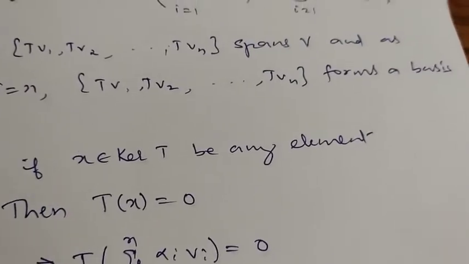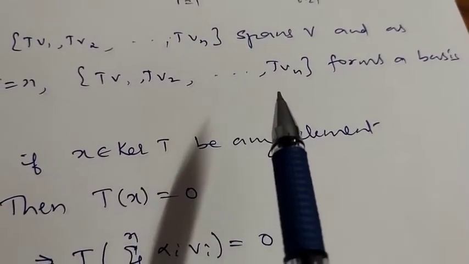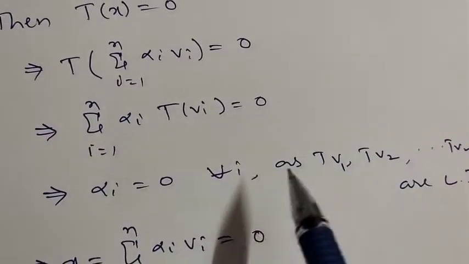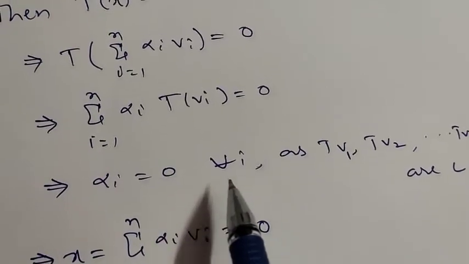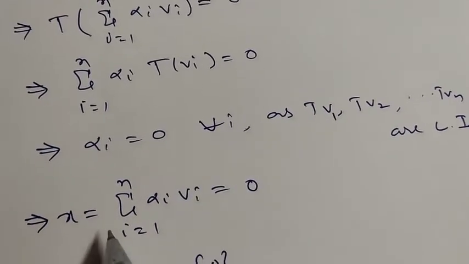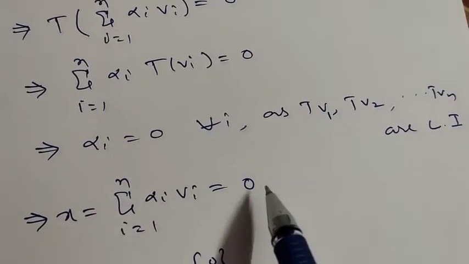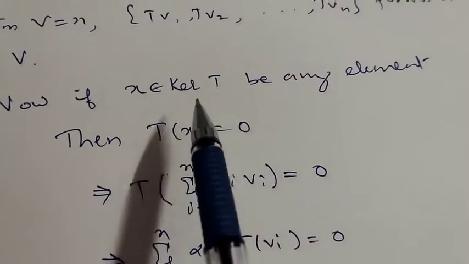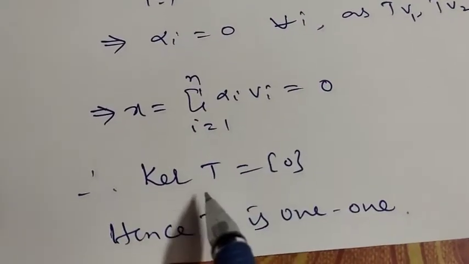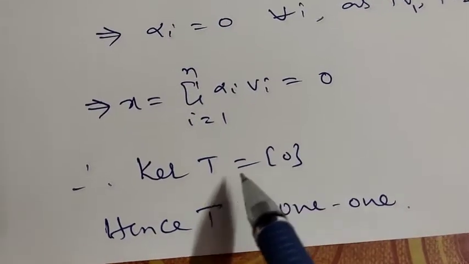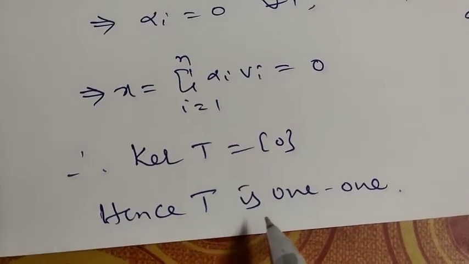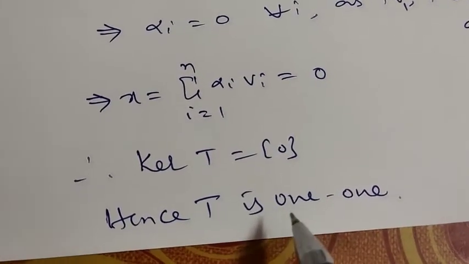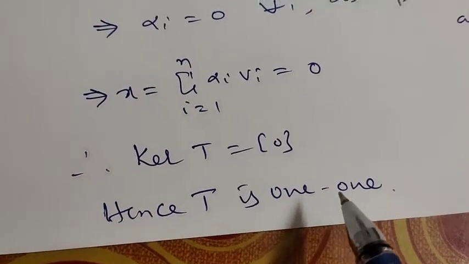Now, these T of V1, T of V2, etc., T of Vn form a basis, which means they are linearly independent. Therefore, each alpha i must be 0. Each alpha i must be 0 means what? X, the linear combination with these alpha i's, must be 0. So, X is any element of the kernel of T, and that X itself is the 0 vector means what? The kernel of T contains only the 0 vector. If the kernel of T contains only the 0 vector, then by definition T can be declared as 1 to 1. So, we have assumed that T is onto and we have shown T is 1 to 1.